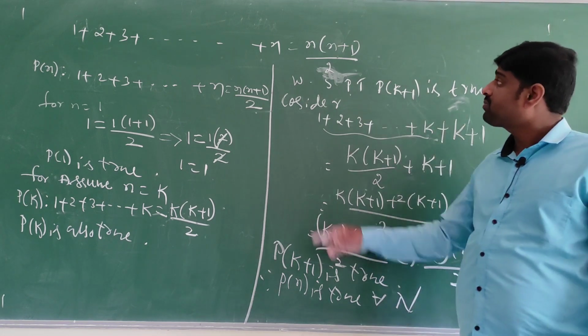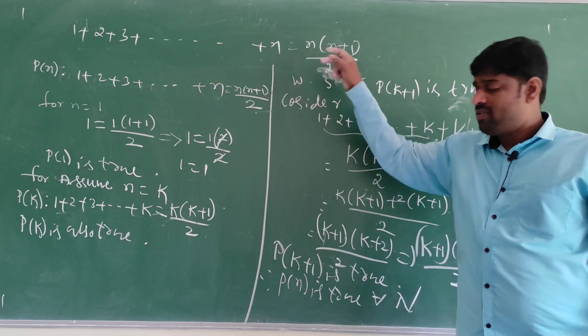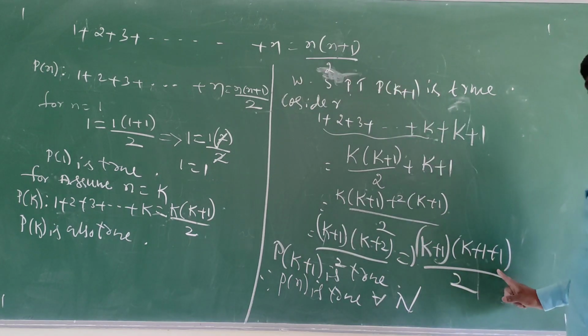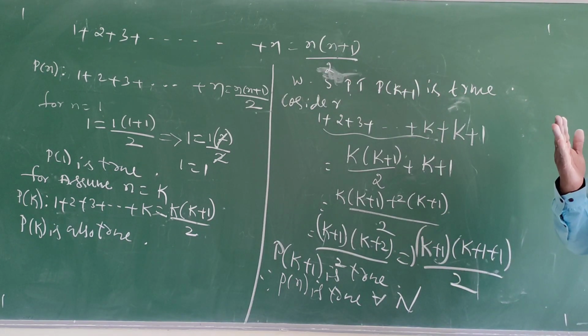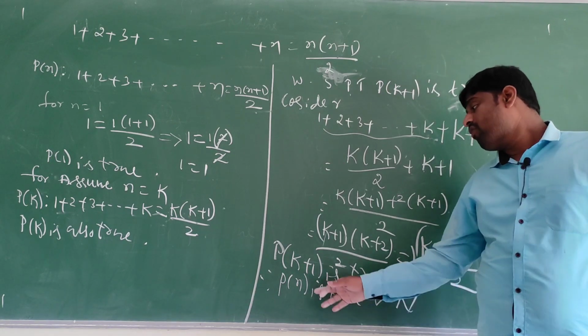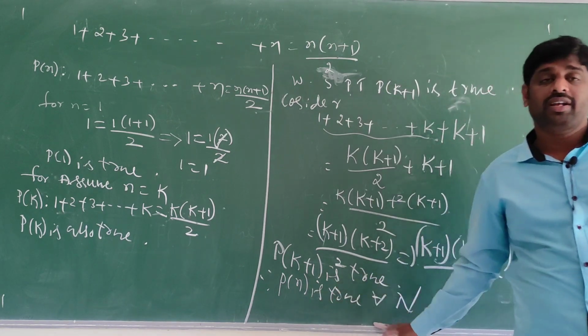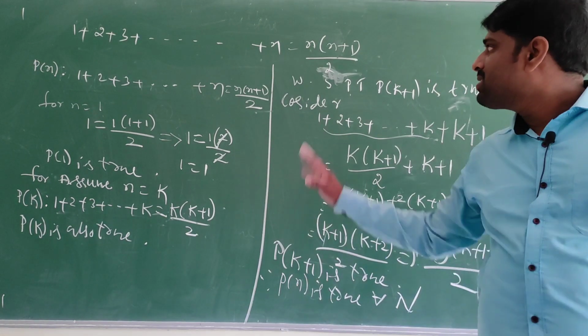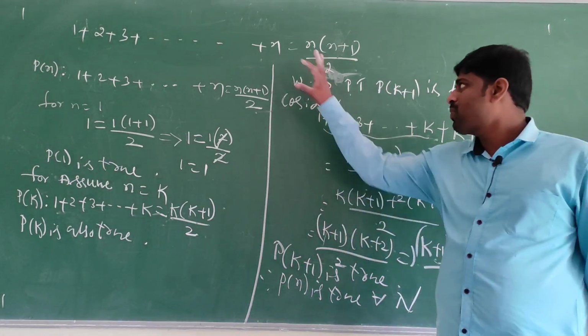Observe, children. Here n is there, what is there here? K plus 1. Wherever n is there, n is replaced by what? K plus 1. Therefore, P of k plus 1 is true. Therefore, for all natural numbers, P of n is true. This is the solution for this problem.